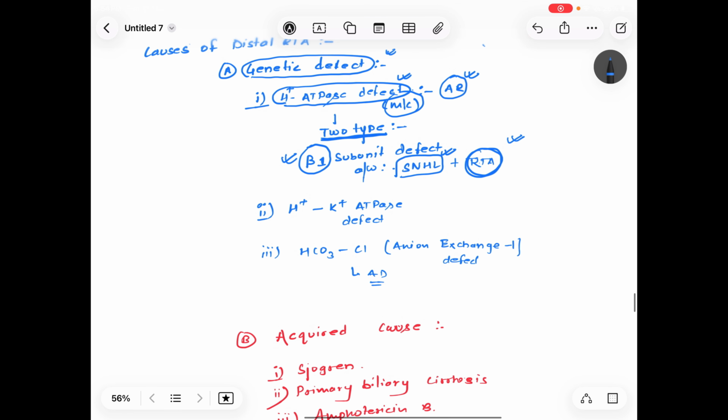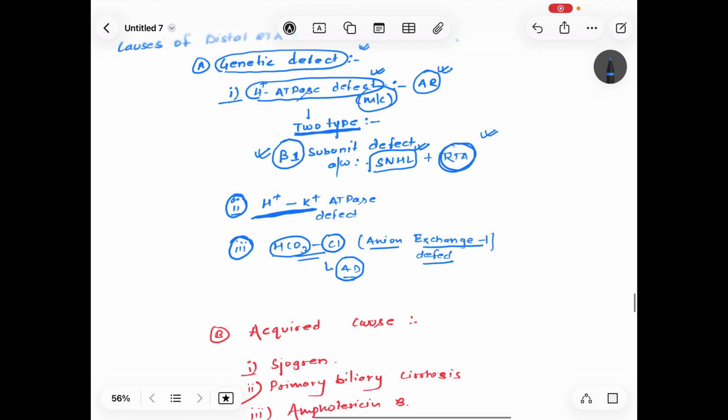Now coming to the next pump, which is H+ K+ ATPase. There can be defect in this protein which can lead to distal RTA. The third is the bicarbonate and chloride antiporter, which is anion exchanger 1 defect, which is autosomal dominant. So genetic defect can affect any of these three proteins, channels or pumps. First two are pumps and the third one is a channel.